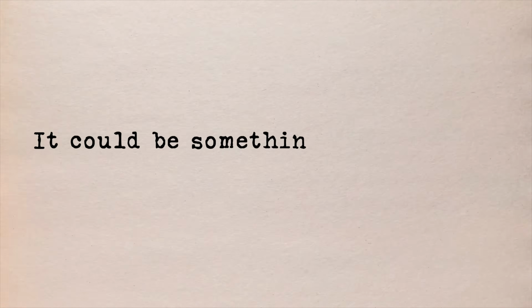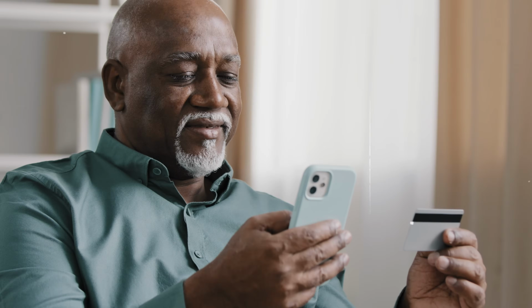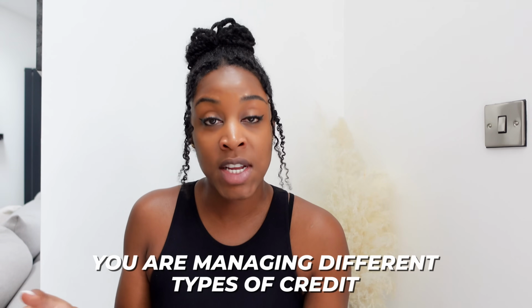And tip number 4 is to have a wide range of different types of credit available to you. What I mean by this is, it could be something as simple as showing that you've got a small credit card and you've also got a small overdraft. Those are 2 different types of credit, and if you can show that you're managing those correctly, that is going to in turn boost your credit file, because any future funders can see that you are managing different types of credit, and managing them well.